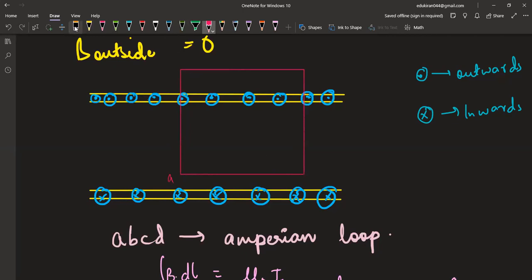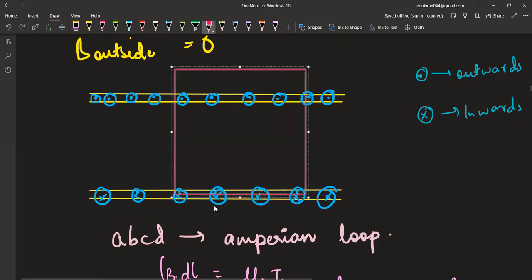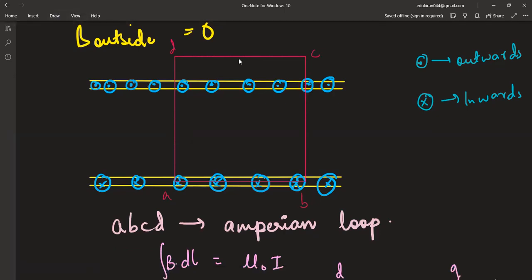I have to include this part also, so a little bit from here also I'll take it. Now this is fine. This is covering some portion from here also. This is covering some portion outside also. This is covering some portion inside also. So this is A, B, C, D. This is the Amperian loop that I have made. Now see, how will we solve Ampere's law? So the Amperian loop is A, B, C, D.